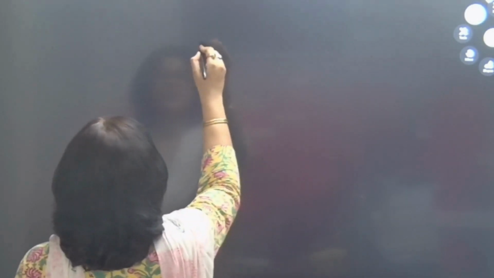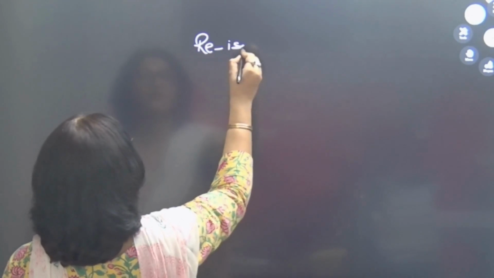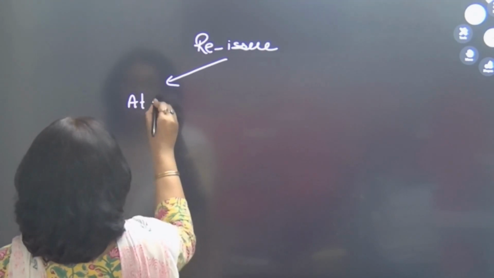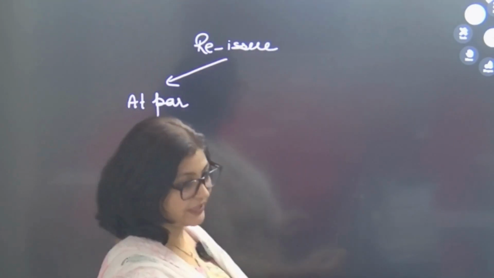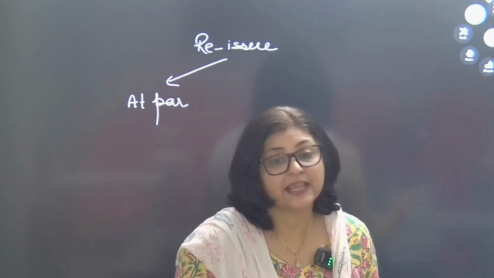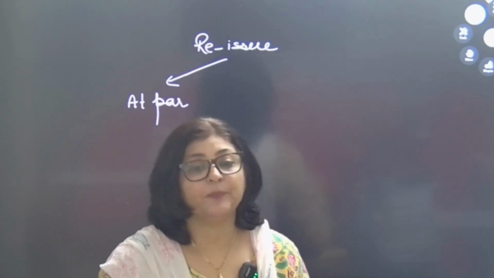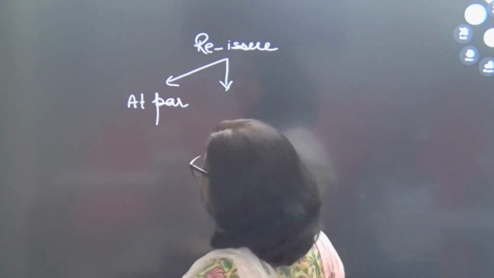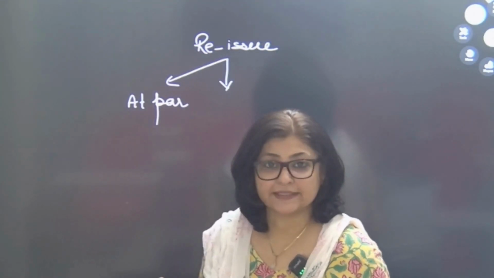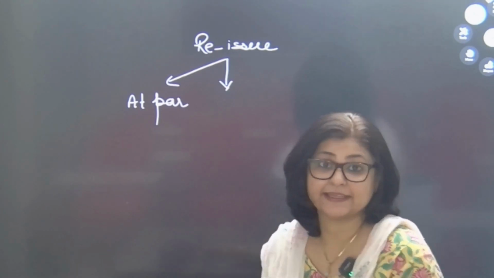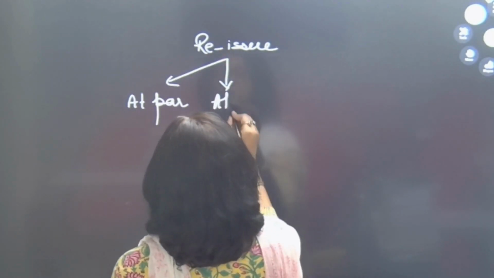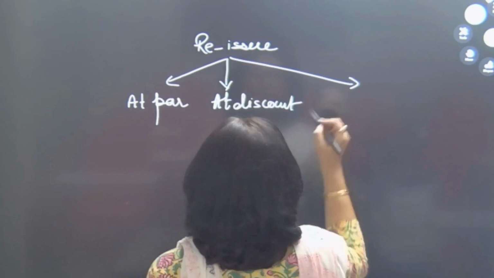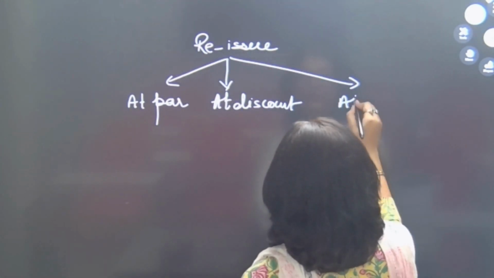When we talk about reissue of shares, reissue can be of three types. The reissue can be at par, meaning at the original value of the shares. Let's say the share's face value was 10 rupees, and while reissuing, we again reissue at rupees 10 without any discount. Or the company is not getting any buyer, so it issues these shares for the second time at discount. And the third case is issue of shares at premium.